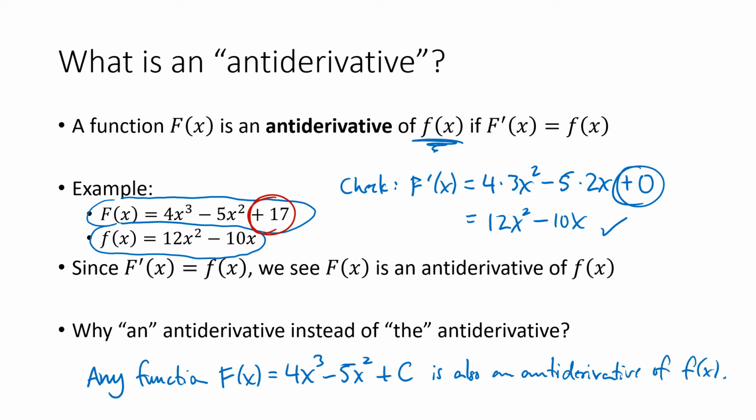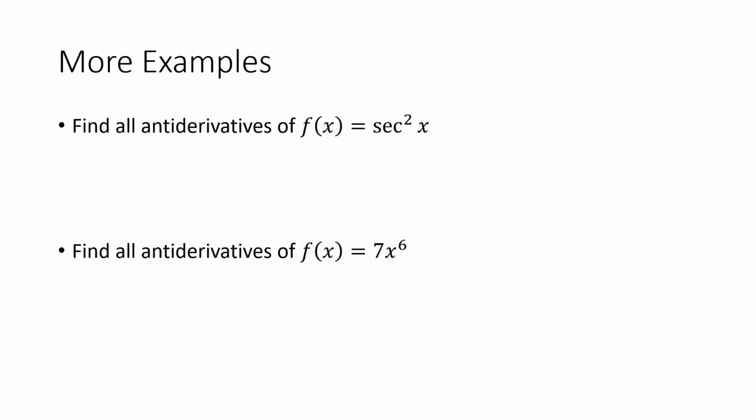So one thing we're noticing here is that when we look at antiderivatives, we don't just get one answer, we get a whole bunch of answers that all look pretty similar. The only difference between those different answers is that they might have different constants. So let's look at some more examples.